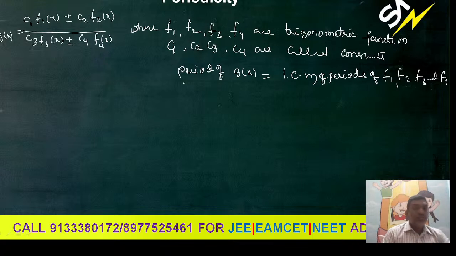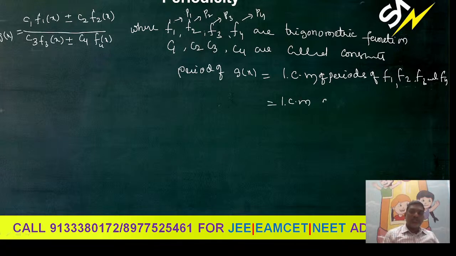Understood? So here f1, f2, f3, f4 are trigonometric functions, and they are periodic functions with periods. Suppose f1 has a period p1, f2 has a period p2, f3 has a period p3, and f4 has a period p4. Then what is the period of the function g of x? It is the LCM of p1, p2, p3 and p4.